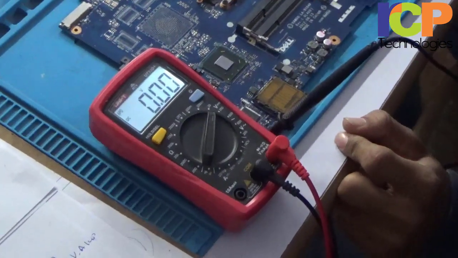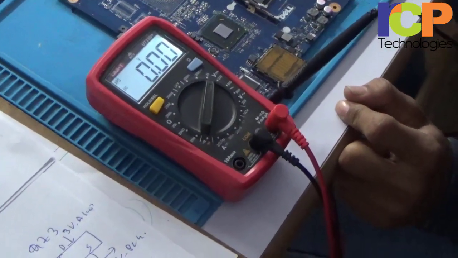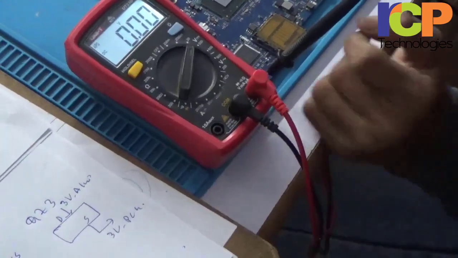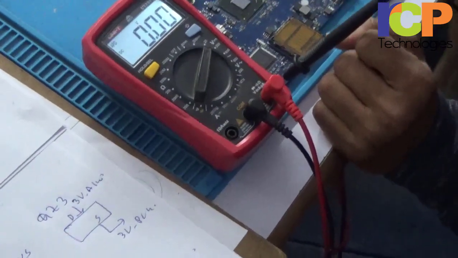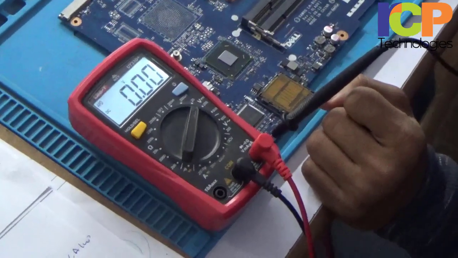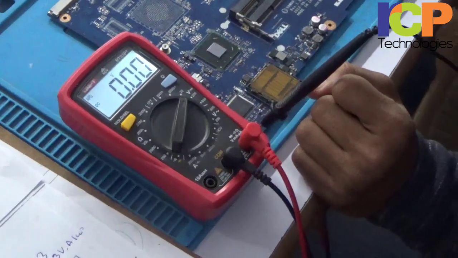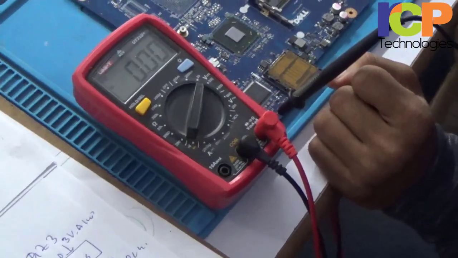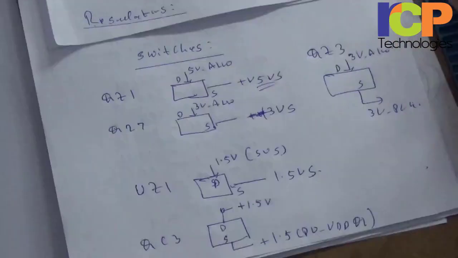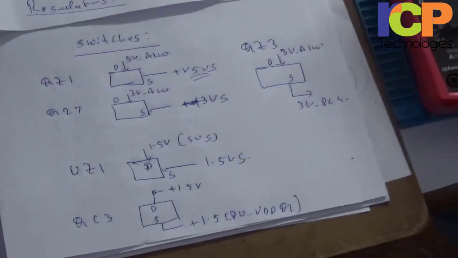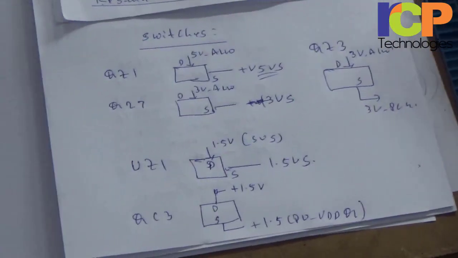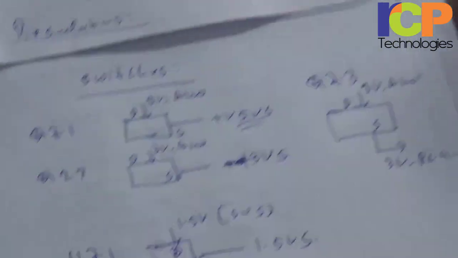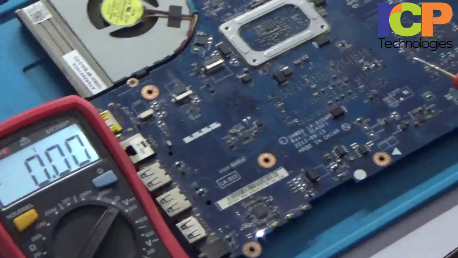Next we move on to check whether the run voltages are present correctly or not, because 1.05 VCCP as well as VCCSA are both run voltages. So first we will go and check the switches which give the 5 volts, 3 volts, 1.5 volts, whatever you identify. Then we come back. So first the 5 volts, 3 volts run voltage identification. QZ1. So QZ1 is giving the 5 volts run voltage.